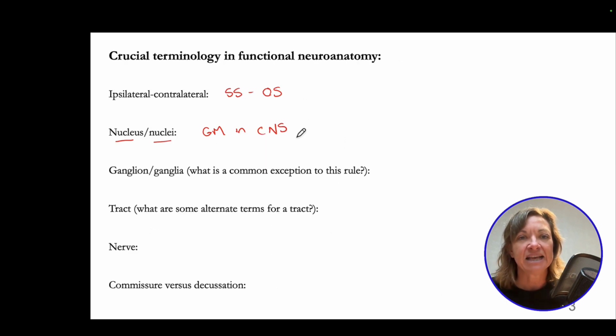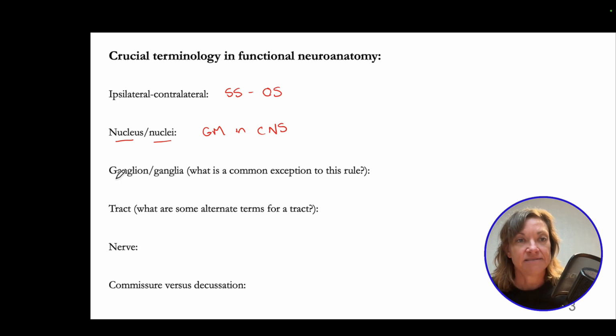So this is the nucleus that we're talking about. And any collection of cell bodies in the CNS is a nucleus. You can think of the cranial nerve nuclei. The cranial nerve nuclei reside largely in the brainstem. And of course, they give rise to cranial nerves. And the cranial nerve is part of the PNS. The nucleus or nuclei is part of the CNS.